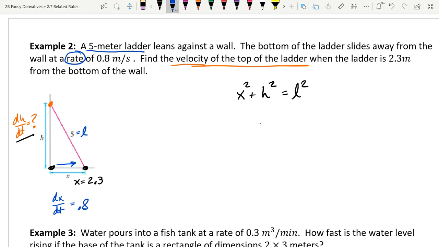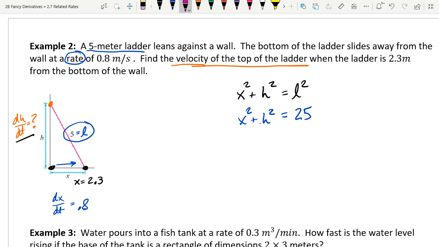Once we've done that, we need to decide, is anything constant? Is anything not changing? Well, x is changing. h is changing. Is the length of the ladder going to change? The answer should be no. So before I take a derivative, I'm going to plug in any constant. I'm going to plug in 5 there, so I'm just going to make that 25. That's really important. Otherwise, you're going to have some messed up things going on here.